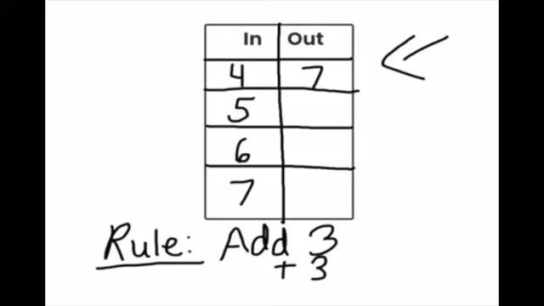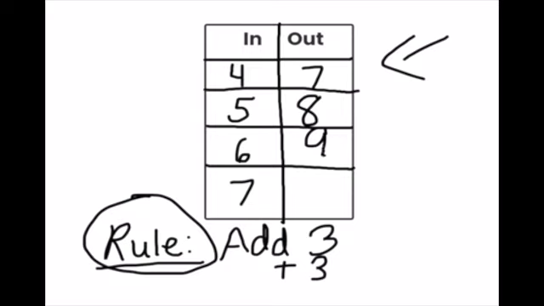What would we do next? We'd go down to the 5, and again, we're going to go to our rule and say, okay, add 3. 5 plus 3, 8. Okay, then we have 6. We're going to think about our rule again. That's add 3, so 6 plus 3 is 9. And then we have 7. 7 plus 3, which is 10.